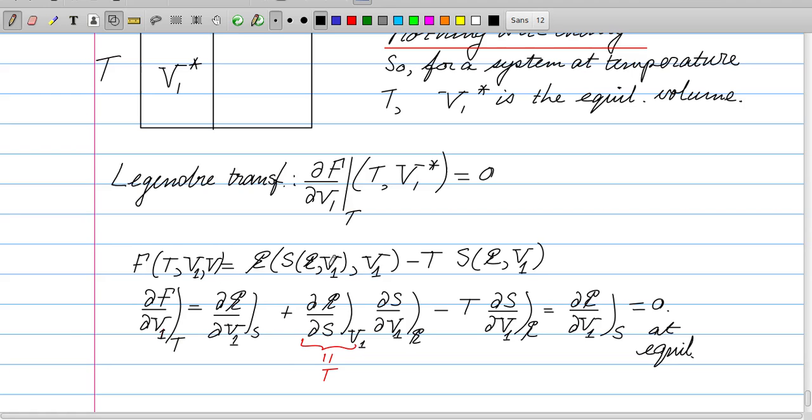Then we have a term where we use the chain rule. We take the derivative of E with respect to S, and then we multiply by the derivative of S with respect to V1. And then we have minus T. T is one of the parameters, so if we take the partial derivative with respect to V1, it is considered to be a constant, and we multiply that by dS/dV1. But then we note that dE/dS is nothing but T, and we see that these two terms cancel, and what we are left with is ∂E/∂V1, calculated at constant S. And we have previously seen at equilibrium that this is 0, so also for F we find that it's at a minimum in equilibrium.